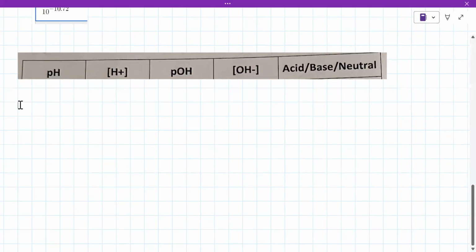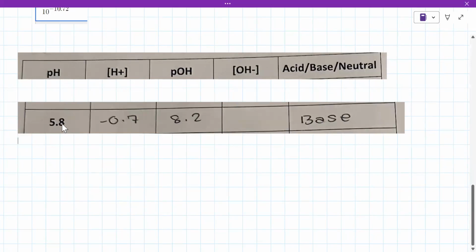All right, so here's what you've got. You've got pH, and then you calculate the pOH. So H plus here is not correct. We're going to do that. The H plus is 10 to the minus 5.8 to find the H plus. And similarly to find the OH minus, it's 10 to the minus 8.2. So go ahead and calculate those for us, please.